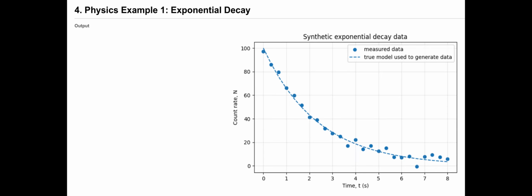Here we define our decay function and set our true parameters to 100 and 0.42. We then add some random Gaussian noise to simulate the imperfections of a real-world experiment. When we plot this, you can see the blue dots representing our measured count rate over time. The dashed line shows the true underlying physics.